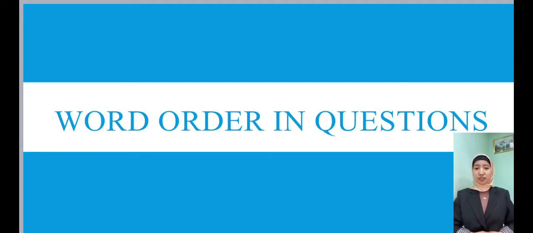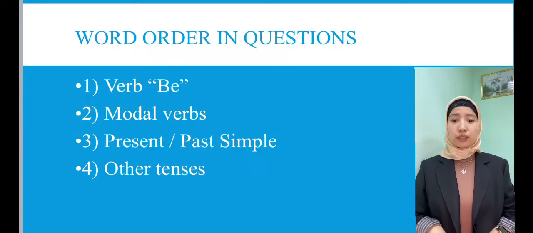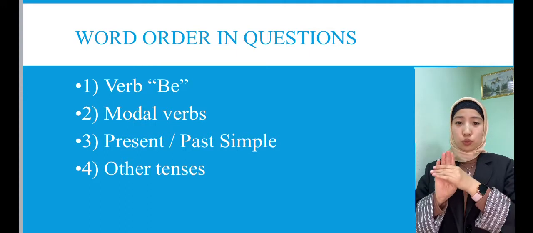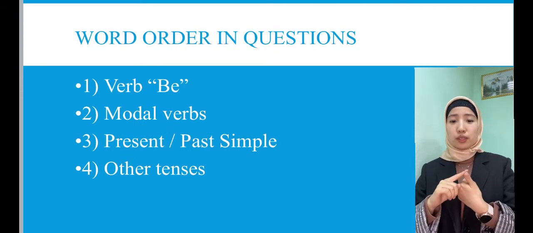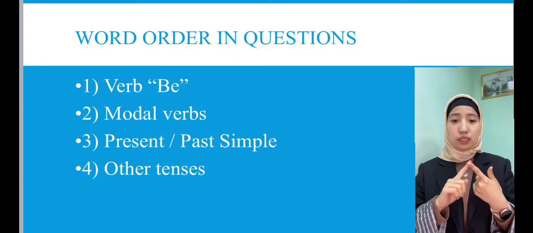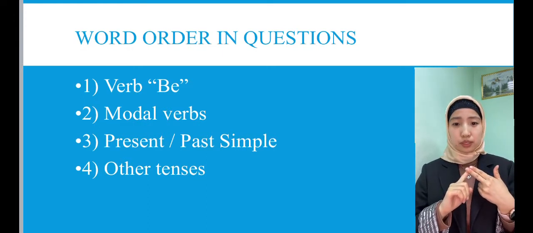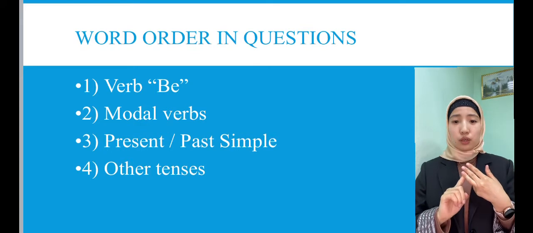Hello all dear friends. Today we will talk about word order in questions. So be careful and pay attention to the following information. I have divided the structure of these question sentences into 4 groups. The first group is about verb be, the second is about modal verbs, the third is about present simple and past simple, and the fourth group is about other tenses.